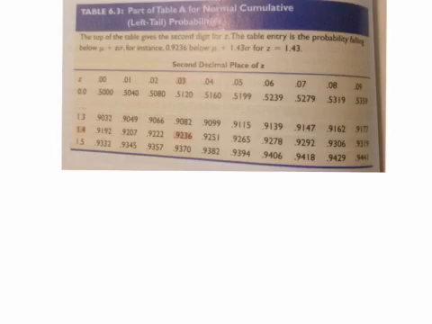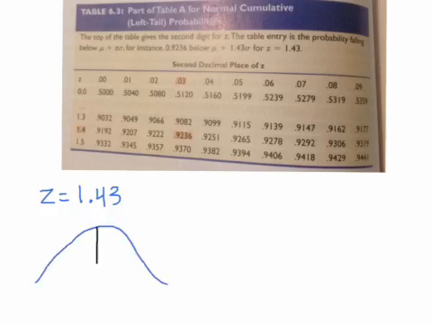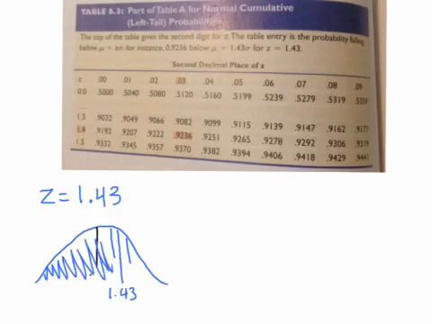Let's do the one that's already highlighted. If your z-score equals 1.43, I want to know what percentile that is. Let's draw it out first. If here is the mean, then it's 1, 2, so it's basically right here, 1.43 standard deviations above. This chart will show me what percentile I fall into.